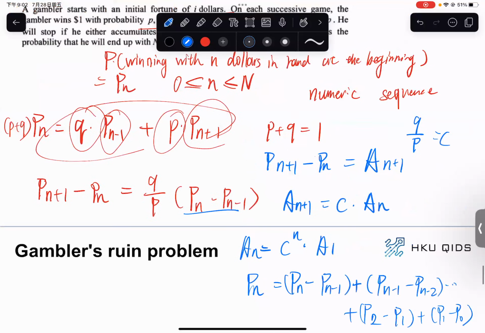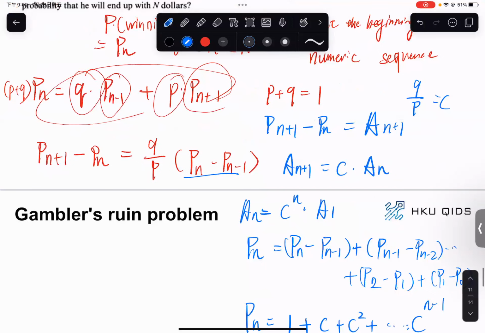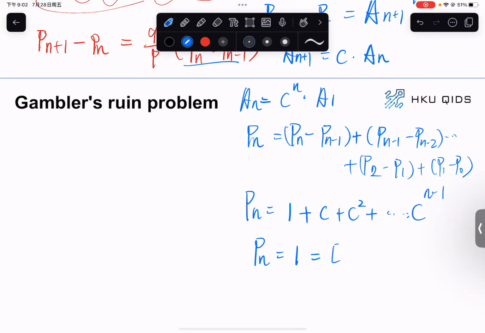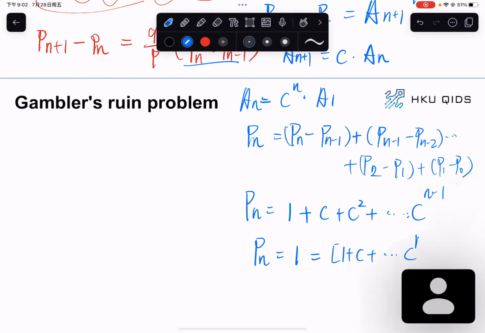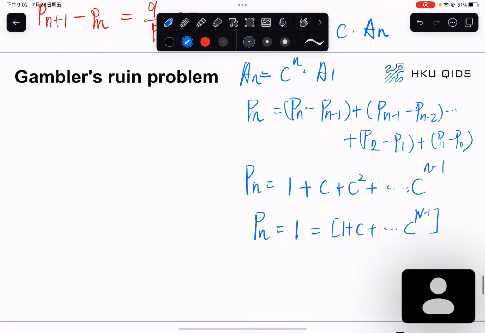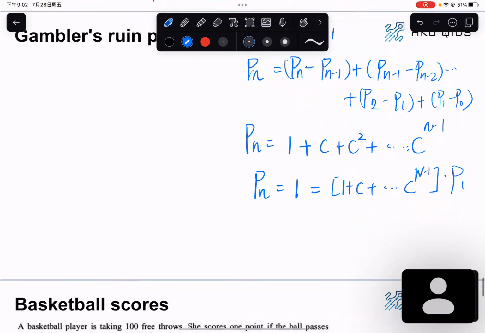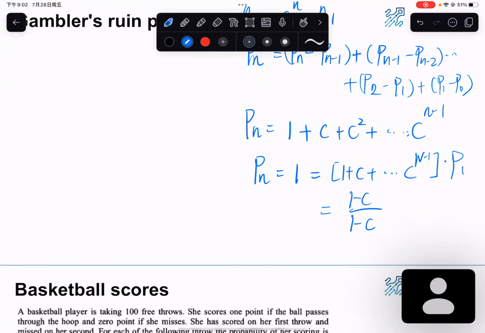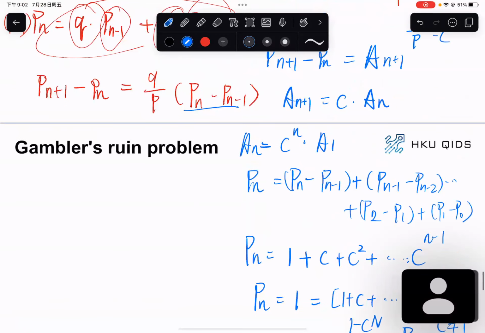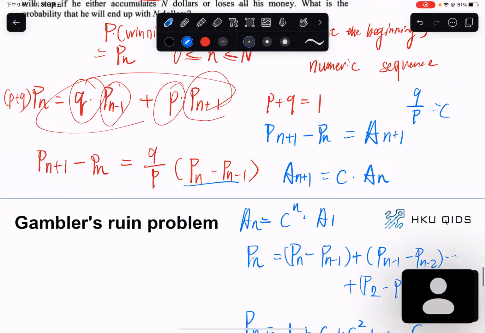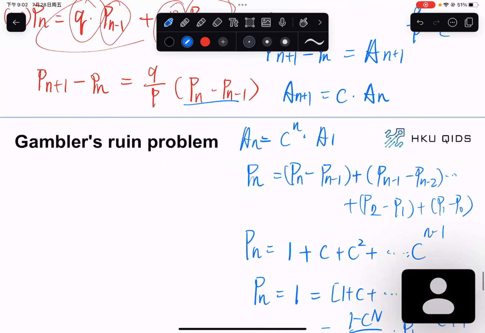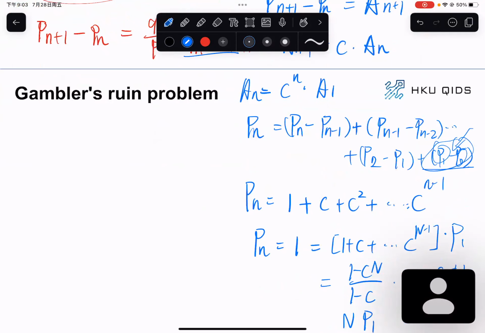But it will also equal to this 1 plus C plus all the way to C to the n minus 1, multiplied by P1, okay? And this is going to be 1 minus C to the n over 1 minus C, multiplied by P1. But only if C does not equal 1, okay? If C equals 1, then it is just nP1. Why can we not cancel out this P1 here? Because at the last step, we don't know what P1 is, okay?